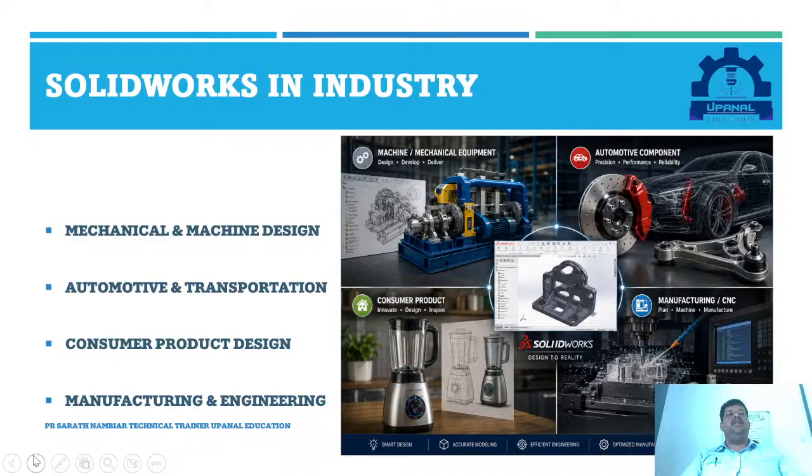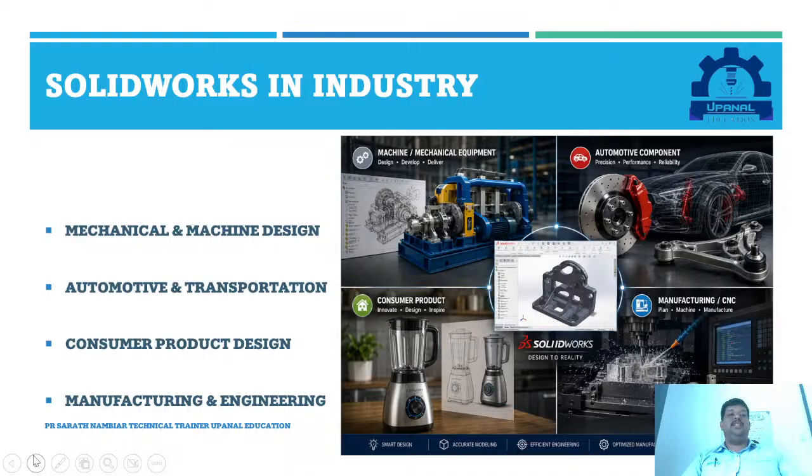So before we conclude, let's take a quick look at where SolidWorks is actually used. One of the reasons SolidWorks is so widely used is that its capability can support many different types of engineering and product development work. In mechanical and machine design, engineers can use it to develop machine components, mechanisms, equipment, and complete assemblies. In the automotive and transportation sector, it can be used for designing components, assemblies, brackets, housings, and other product parts. Surface modeling can also become important when the product requires more complex shapes.